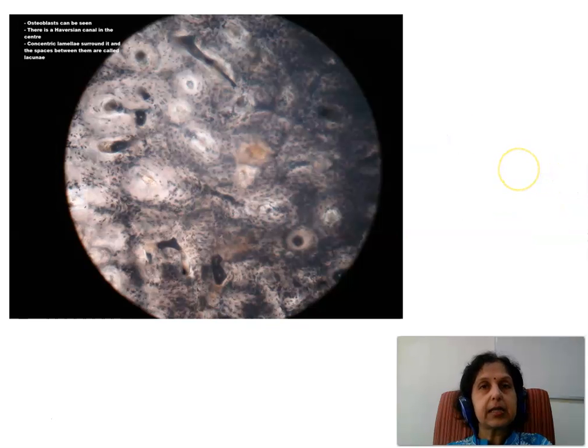This here is a low power view of a ground section of bone, and that's why it is not a stained slide, it's an unstained slide. And what we see here are the Haversian systems or the osteons, where we see that each osteon centrally has the Haversian canal surrounded by the layers of concentric lamellae.